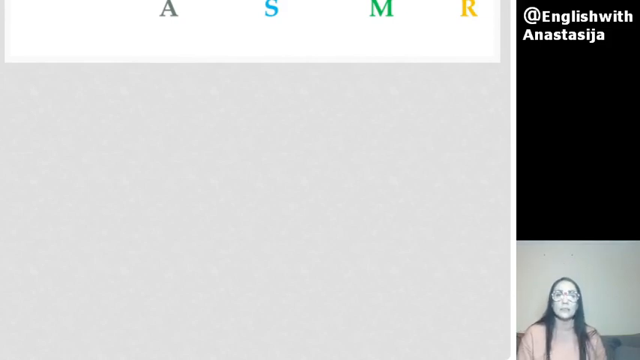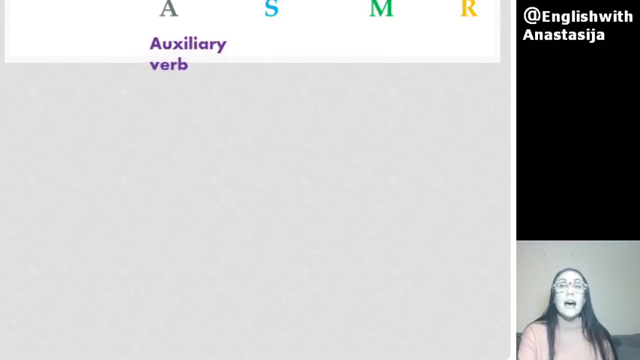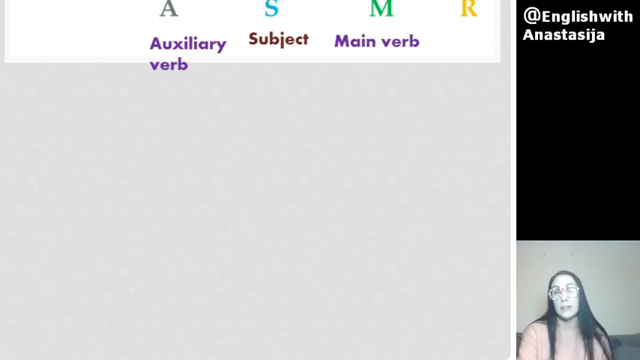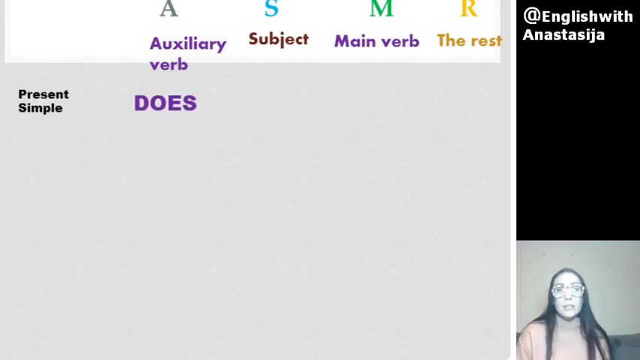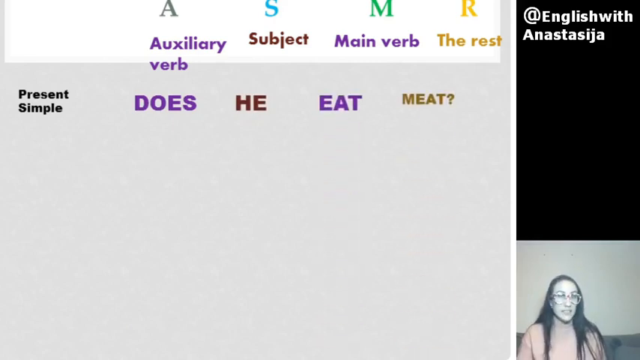Now, what happens if we don't have a question word? Can we apply this formula to questions without a question word? Yes, we can. And let me show you how. All we have to do is remove the question word and start our question with the auxiliary verb. So we follow the QWASMR formula. Auxiliary verb, subject, main verb, and the rest. Present simple. Does he eat meat?